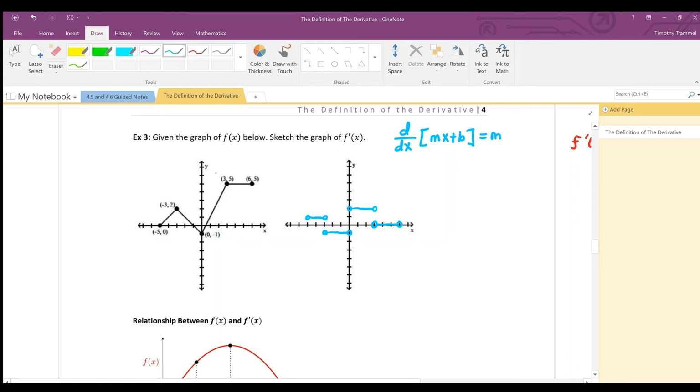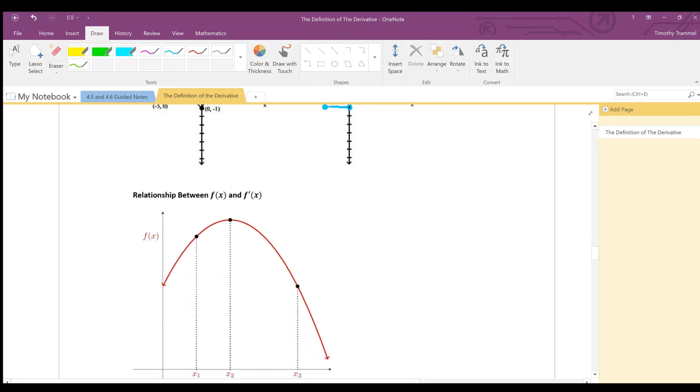All right, so this was pretty easy because our function that we started with was just composed of a bunch of linear functions. And so finding the derivative for those linear functions was really easy. It was just the slope. Okay. But we're not always going to be working with linear functions. So our derivatives sometimes are going to be a little harder to maybe sketch or even find. Okay. But we're going to go into a little bit more detail now looking at this relationship between our function and its derivative.